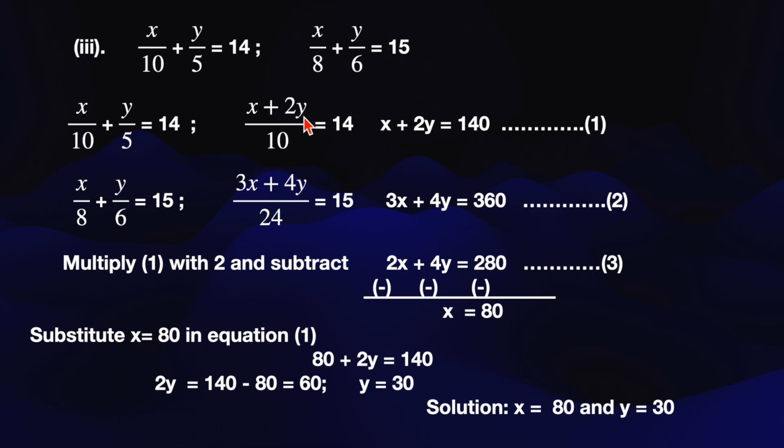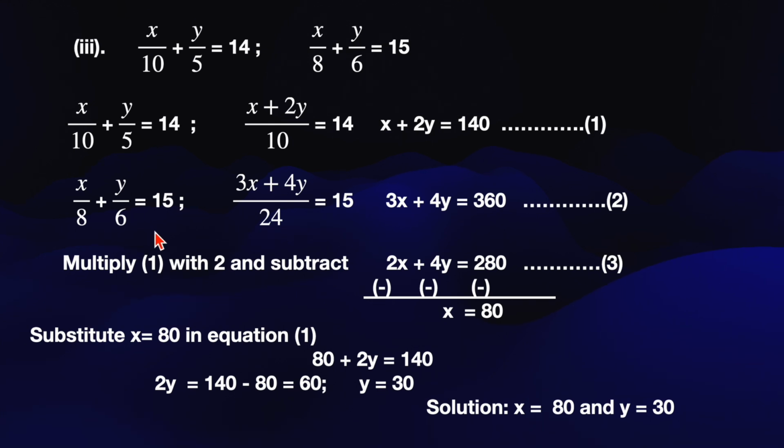So x plus 2y, the whole upon 10, is equal to 14. If you take 10 to the right hand side, it becomes x plus 2y is equal to 140. So this is the first equation. This is in the standard form. Similarly, let's do it for this one.